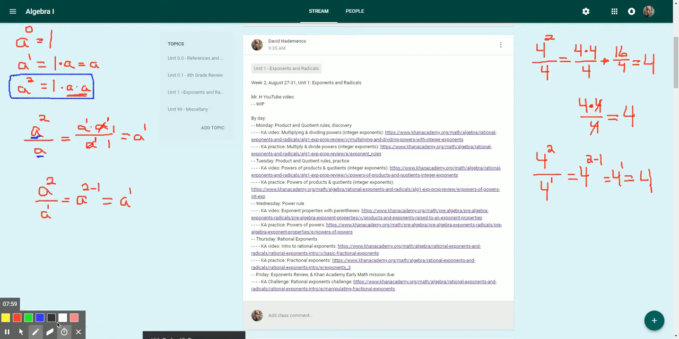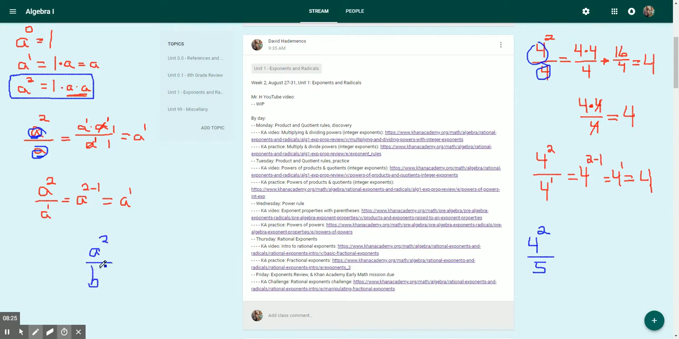And again, it has to have the same base. So a over a, 4 over 4. If we had something like 4 squared over 5, this would not be 4. This would be 16/5. Same thing if we had a squared over b. It needs to have the same base to apply these rules.